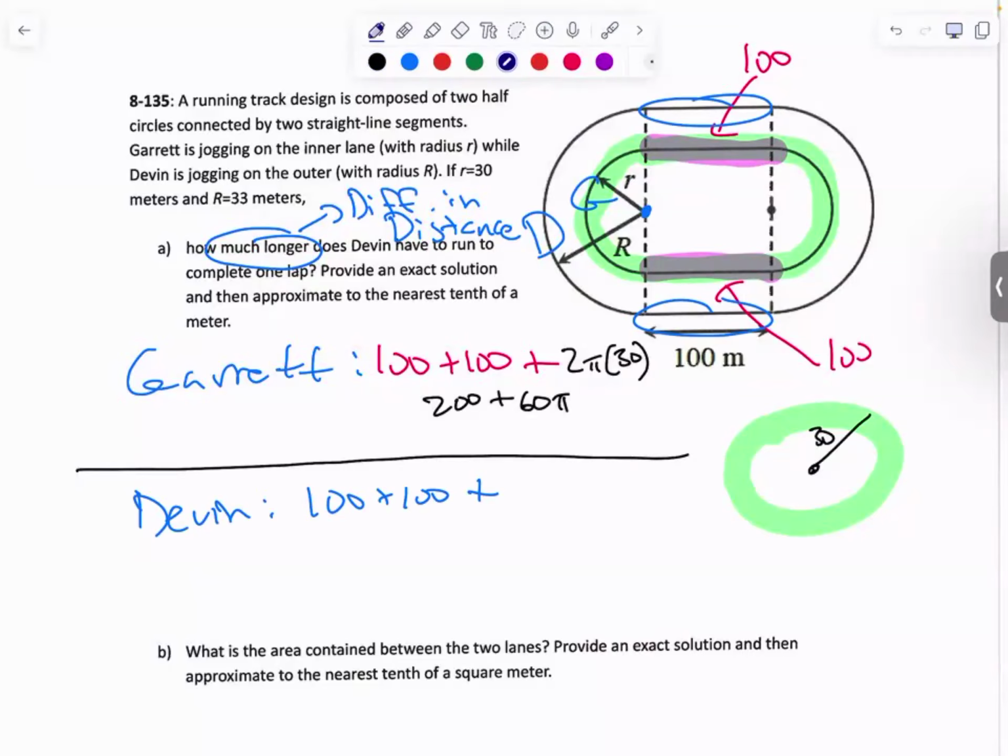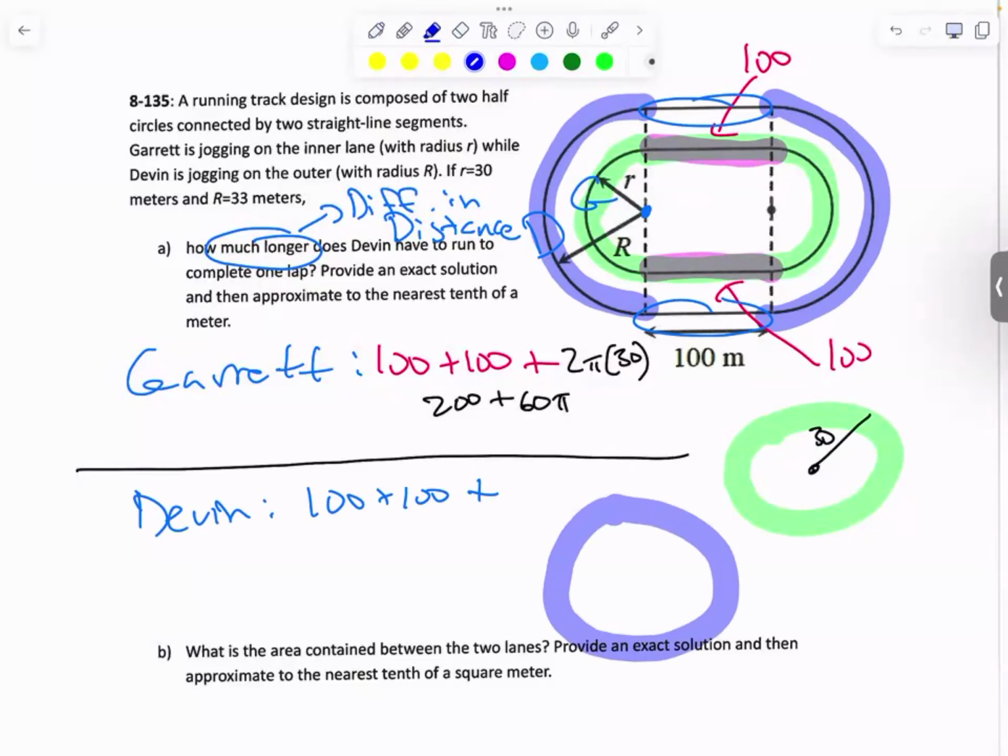So let's use a dark blue for him. For that one, clearly we know that the radius is 33. So plus 2 pi times 33. Clearly Devin does run a bit more. Garrett runs 200 plus 60 pi. Devin runs 200 plus 66 pi. So what's the difference between them?